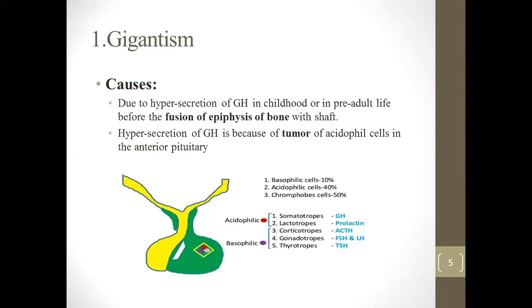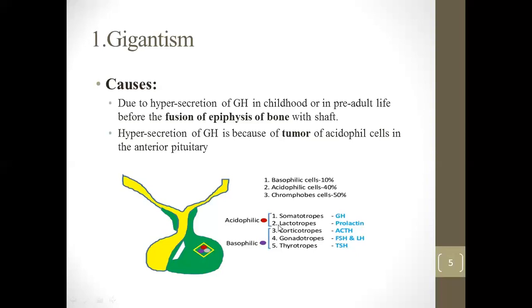We can see here there are different types of cells present in the anterior pituitary, and they produce different types of hormones. In the anterior pituitary, there are acidophilic cells, basophilic cells, and chromophobic cells. When hematoxylin and eosin are applied to these cells, the acidophilic cells show an orange-red color, and the basophilic cells show a purple and bluish color. The chromophobic cells do not take up any type of stain.